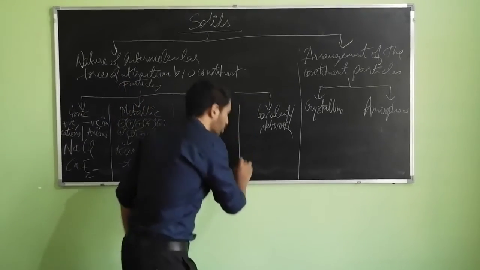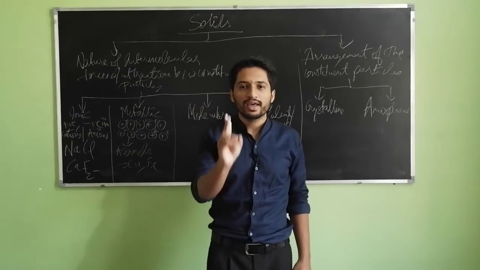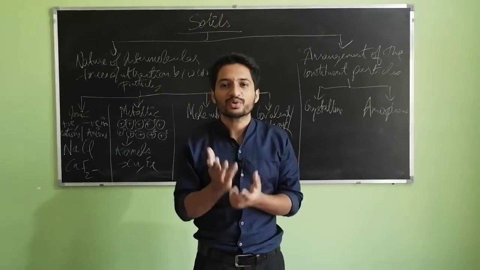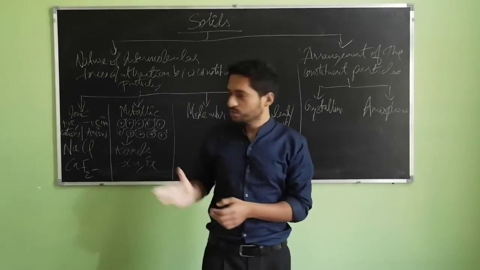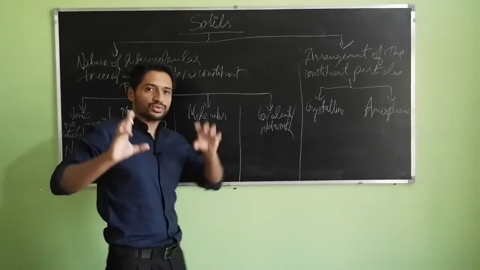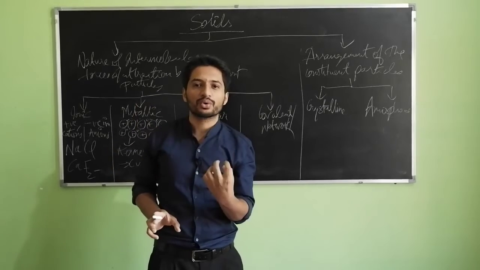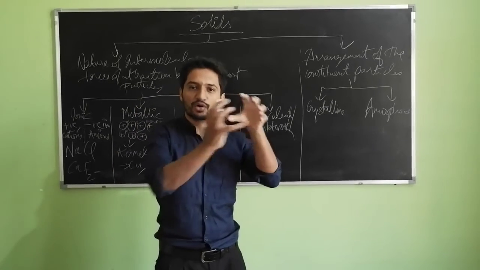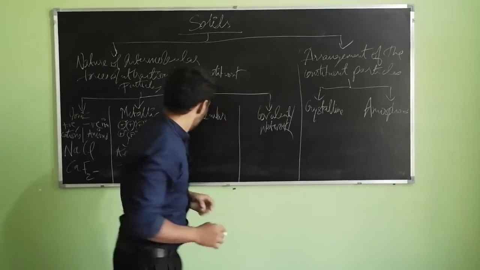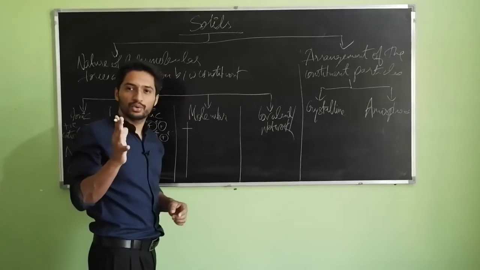So molecular solid, how do we define molecular solid? Molecular solids are those solids in which the constituent particles are molecules. You see how simple a definition this is? How simply we can classify solids? So in molecular solids the constituent particles are molecules. So each constituent particle is a molecule. They are not atoms, they are groups of atoms. Molecule, molecule, molecule. Alright.